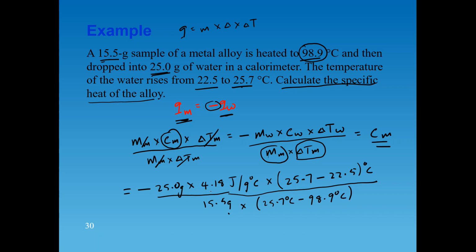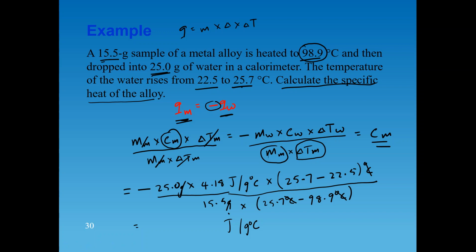So that's basically the setup. And of course, some units will cancel out. The gram units will cancel out here and here. And degrees Celsius units will cancel out here and here. And basically, the only unit remaining would be joules per gram degrees Celsius. So basically, we just need to do the number crunching. What I would do, of course, is work out what's within the parentheses in both cases.